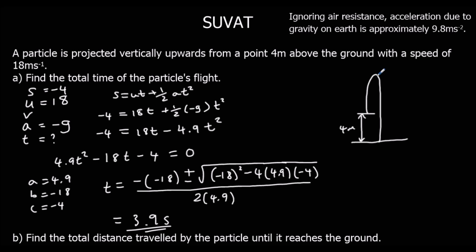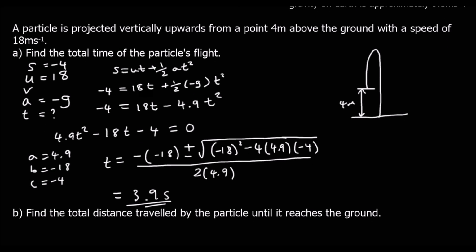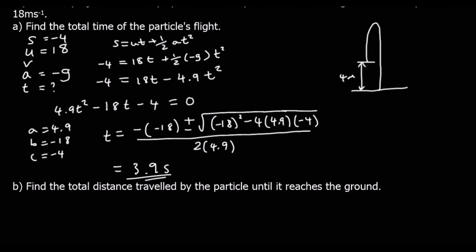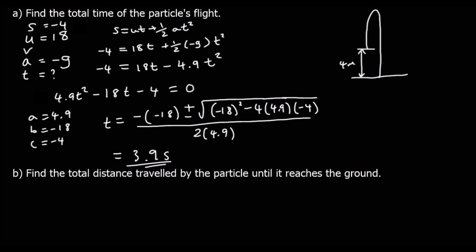Hopefully, if you did it in 2 stages, so you worked out the time to the top, but then the time back down, you would have got the same answer. Find the total distance travelled until it reaches the ground. So the total distance travelled is going to be the distance to the top and then the distance all the way down.